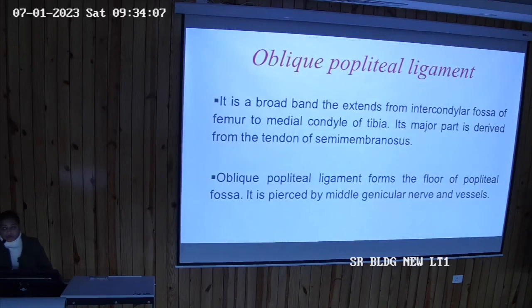Now this is important from the MCQ point of view: the oblique popliteal ligament. The oblique popliteal ligament is an extension of this muscle only, the semimembranosus. It extends from the intercondylar fossa of the femur to the medial condyle of the tibia, and it also forms the floor of the popliteal fossa. Sometimes a question may be asked: the oblique popliteal ligament is derived from which muscle? The answer is semimembranosus. Its extension runs from the intercondylar fossa to the medial condyle of the tibia.